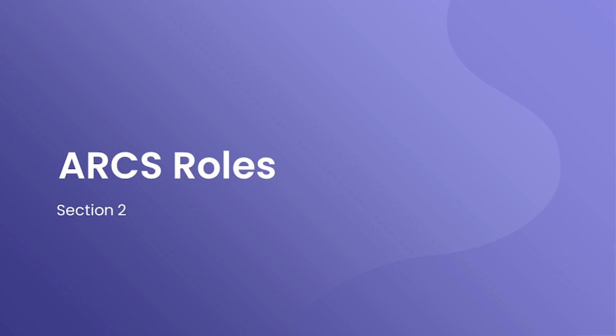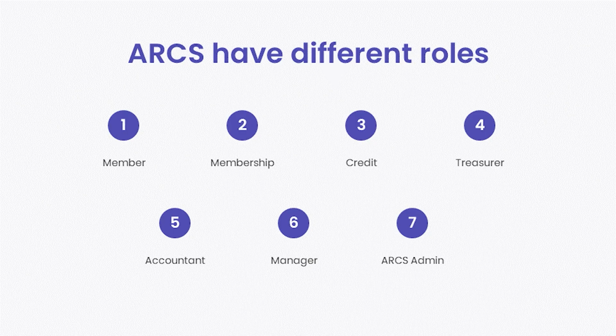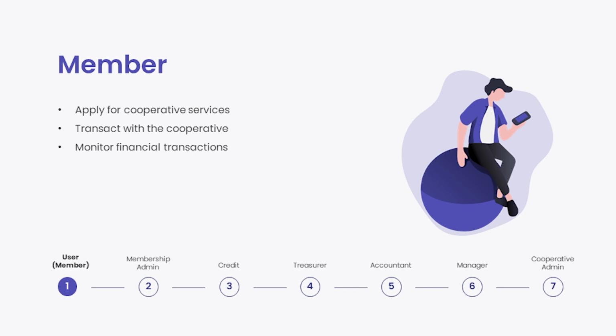Welcome back. In ARCs, we now have 7 roles available. These are members, membership or membership committee, credit, treasurer, accountant, manager, and the ARCs admin. First up, the member is the center of all the ARCs operations. In their dashboard, they can apply for cooperative services, transact with the cooperative, and monitor financial transactions.